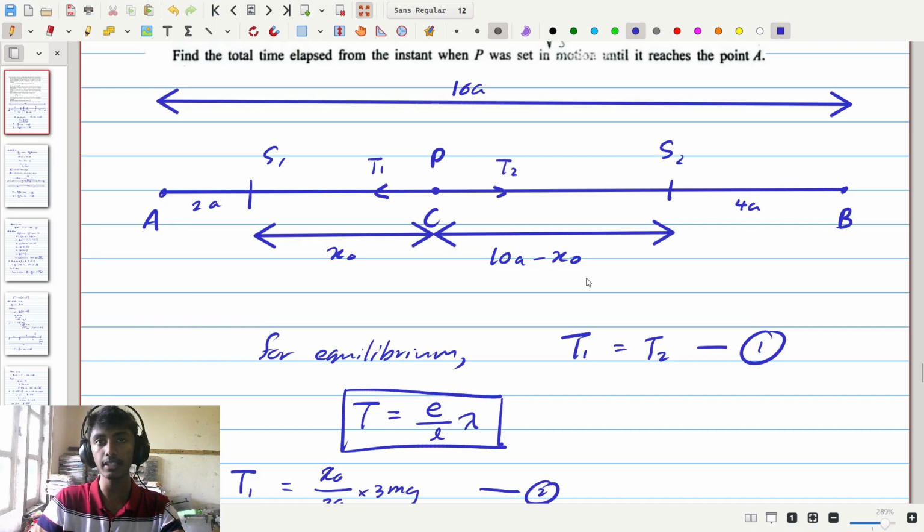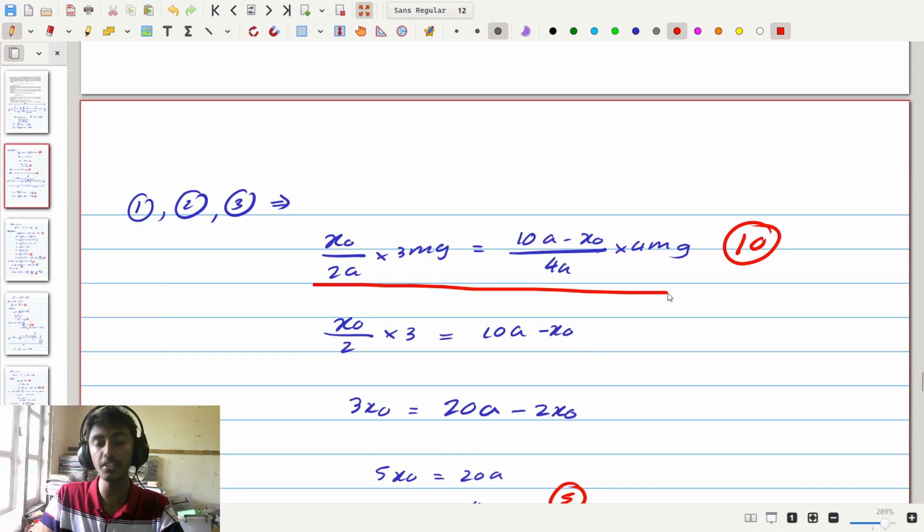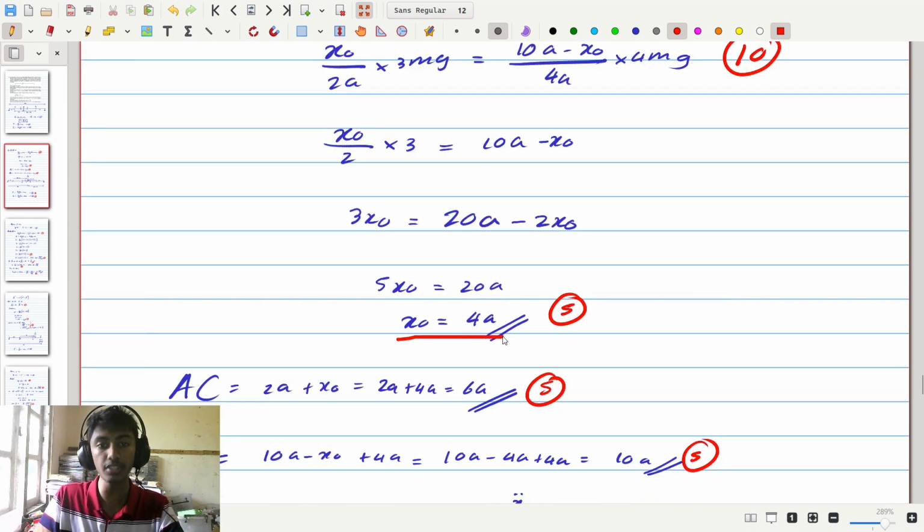So now finally, let's discuss the marks awarded for this question. So at the start, when you're solving for the initial equilibrium position, when you get T1 and T2's formulae and you substitute and get this equation right here, you get 10 marks. And then when you solve it and get x0 equals 4a, which is the initial extension of the string S1 equals 4a, you get 5 marks.